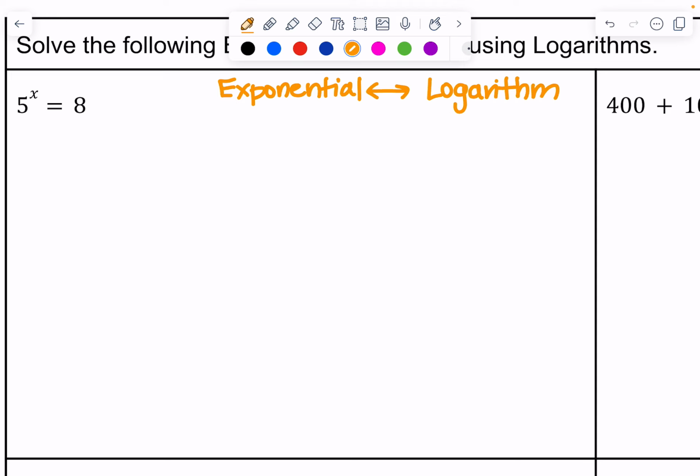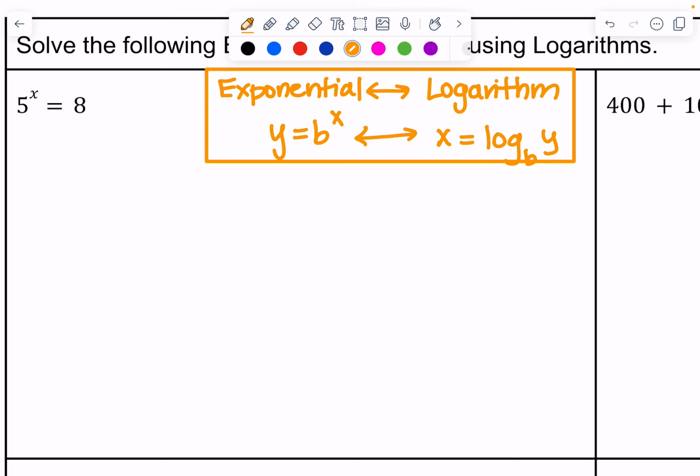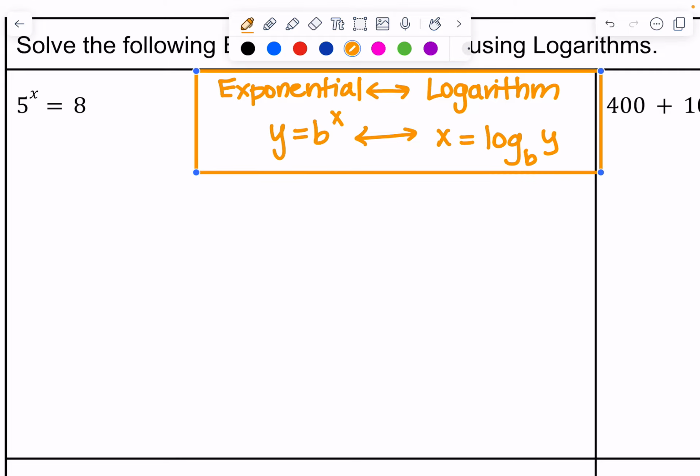The exponential form would be y equals b to the x. And equivalently, the log form would be x equals log base b of y. I'm going to put a box around this, but this will be useful for us for this section when we can't get the same base.